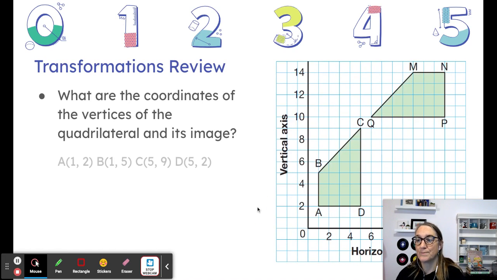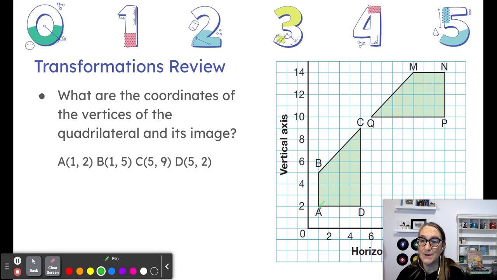Let's write them out. Vertex A, right here, is at 1, 2. That's its coordinates. We can tell by extending down from vertex A and seeing where we intersect the x-axis, and that is at point 1. And then we extend this way to intersect the y-axis, which we do at 2. So that's how we know that our ordered pair is 1, 2. We always do our x-axis value first and then our y-axis value.